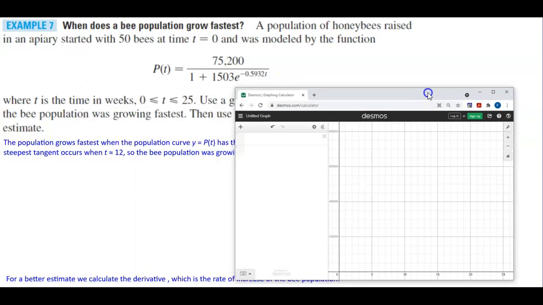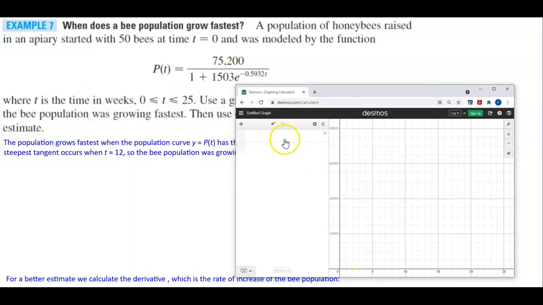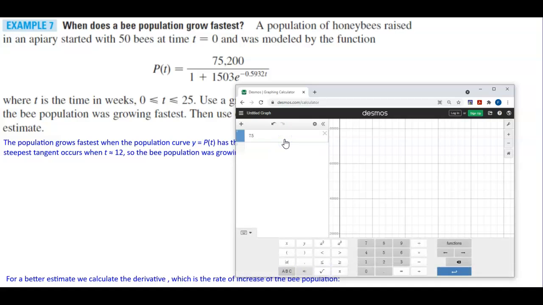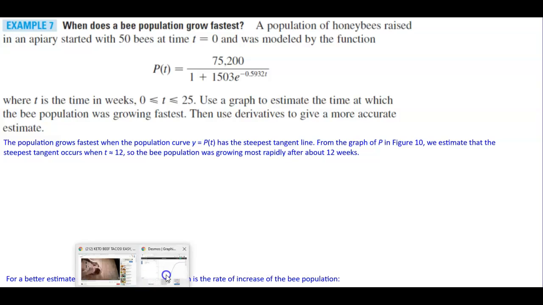So here we have our graph. We're going from 0 to 25, so let's put that in there. So we have 75,200 divided by 1 plus 1503 e to the power of negative 0.5932, and we're going to call that x so it's on our graph. So let's go ahead and take a look at that graph here.